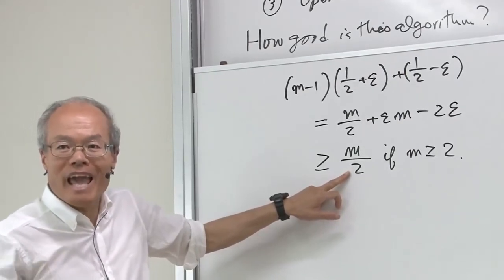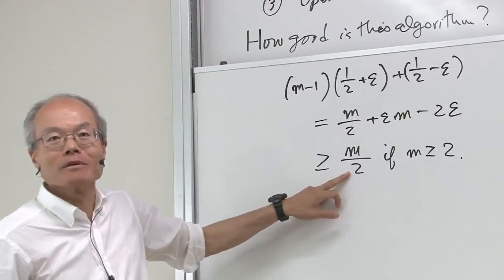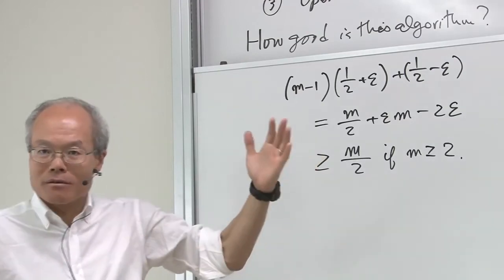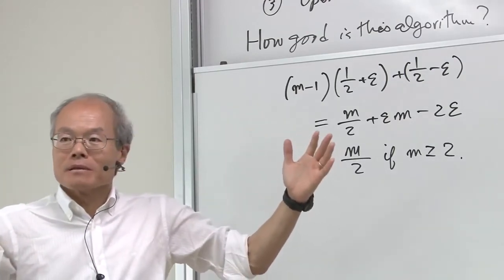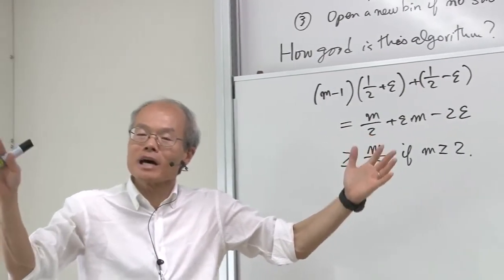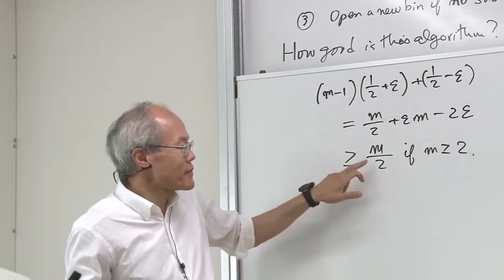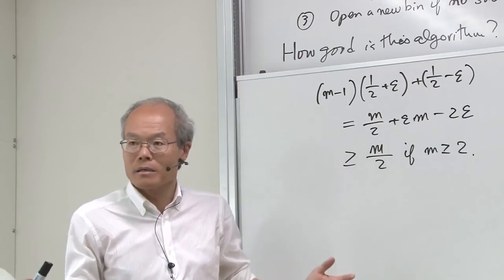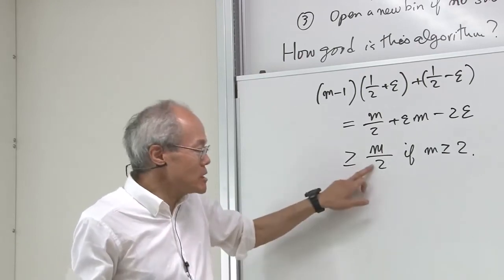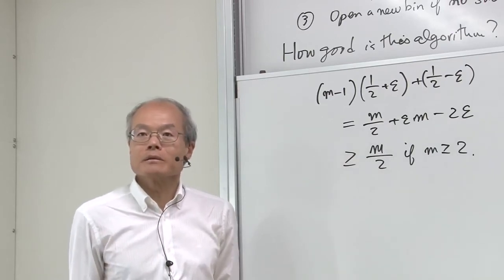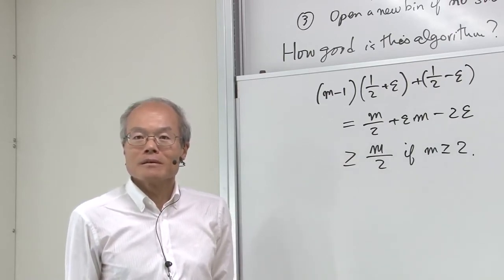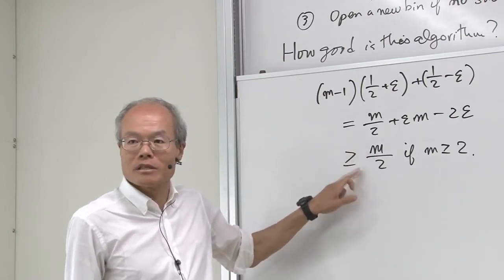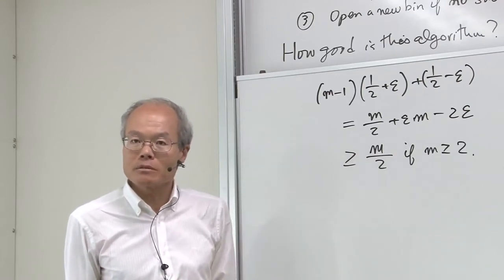That means any algorithm needs at least this number of bins. Clear? Because the sum of all the values of the items is at least this value, and because each bin has size 1, we need at least this number of bins. That means FF needs M, and the optimal value is at least this value. That means the approximation ratio is at most 2.